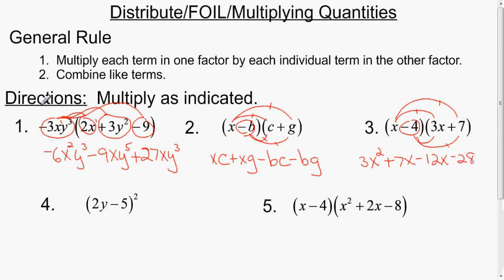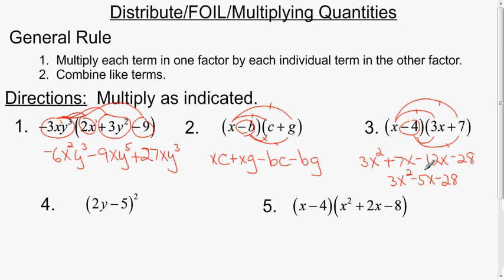Then I look to combine like terms. As I see, in fact, in the middle here, I have like terms. 7x and negative 12x are alike, but they are not like the 3x squared because the exponent is different. So this will, in fact, give me 3x squared minus 5x minus 28.